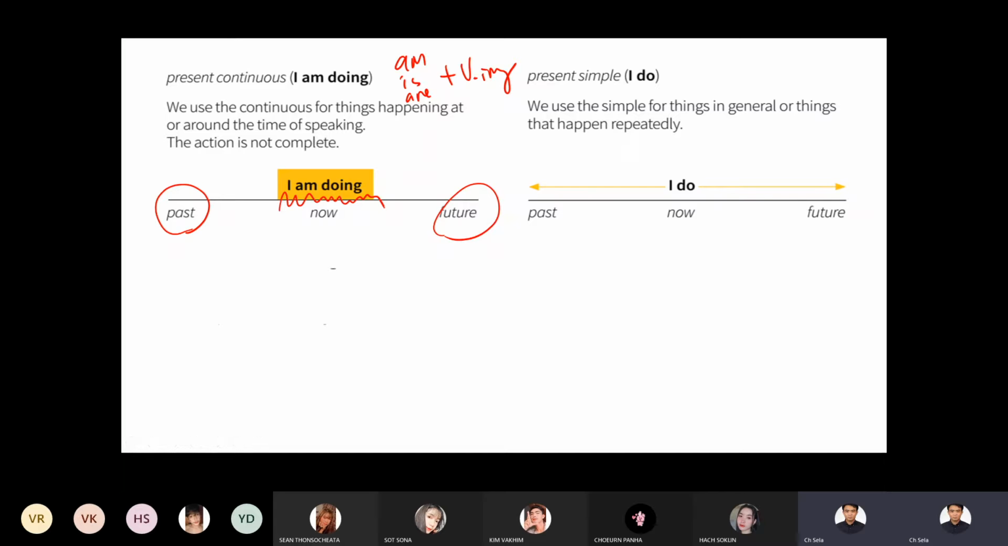For example, I study English for business on Tuesday. Suppose today is Sunday. You can still say, I study English for business on Tuesday, because it happens regularly or repeatedly. On Tuesday you study English, no matter what, last week, this week, or next week. So something that happens in general or repeatedly, we use present simple.